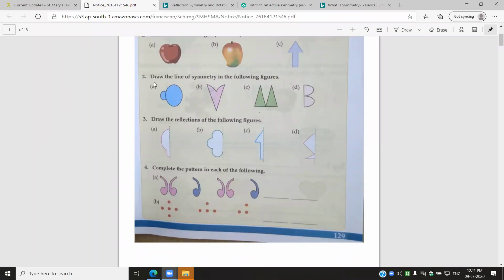Similarly, question number 2. Draw the line of symmetry in the following figures. Now in this, they are not asking us whether it is symmetrical or not. All these 4 figures are symmetrical. They want us to draw the line of symmetry. So where will we draw the line? Whether we will draw the horizontal line or the vertical line.